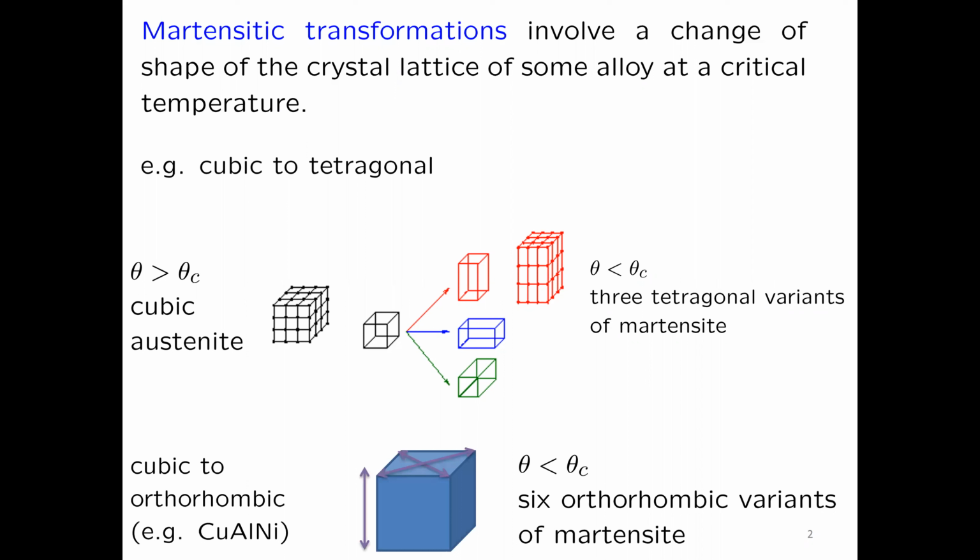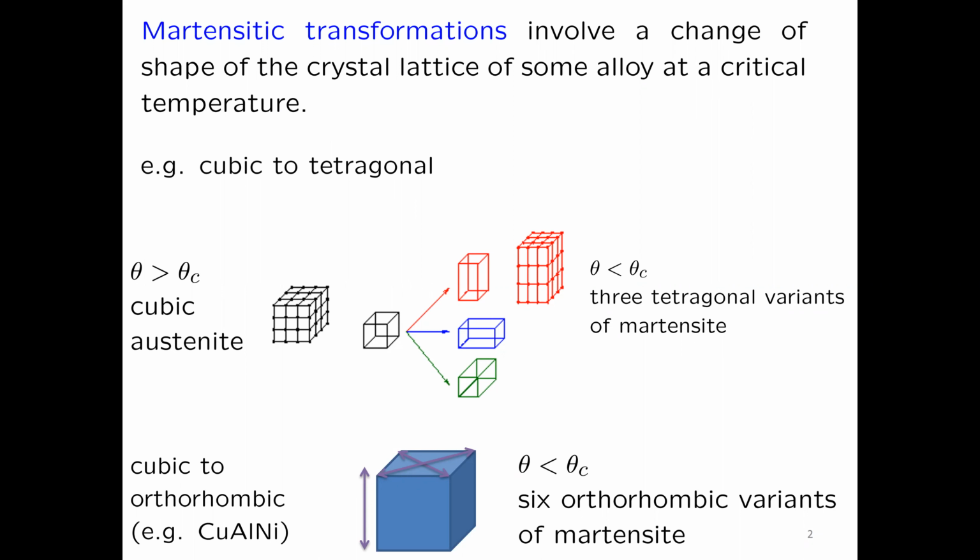Okay. So now, in the cubic to orthorhombic transformation, say, for example, copper, aluminum, nickel, the change of shape is slightly different. First of all, you stretch in one of the cubic directions, and then you stretch by different amounts in two face diagonal directions. So in the cubic to tetragonal case, you have three tetragonal so-called variants of the low temperature phase, which is called martensite. And in the cubic to orthorhombic, you have six orthorhombic variants of the martensite. And for other transformations, you can have 24 variants or 12 variants.